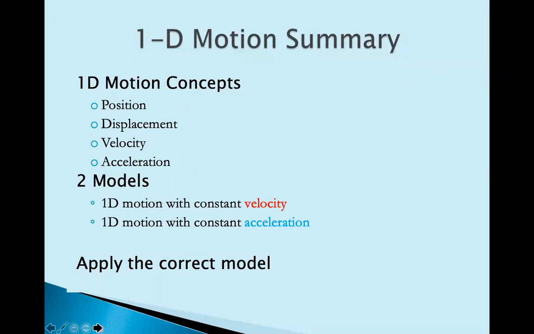In summary, we talked about one-dimensional motion concepts, including position, displacement, velocity, and acceleration. You need to know what they mean, the symbols, the units, and also the symbols for the units. Then we reviewed 2 types of motions we call models. These are the simplified types of motions. One is with constant velocity, another is with constant acceleration. And it matters to use the correct model. And please go back and review the problem-solving strategies. These are representative strategies we use to solve different problems.